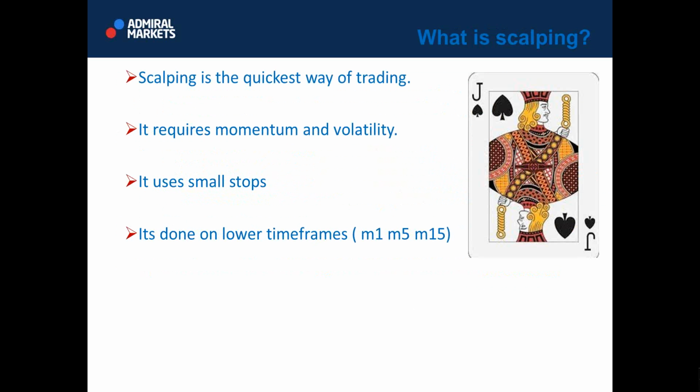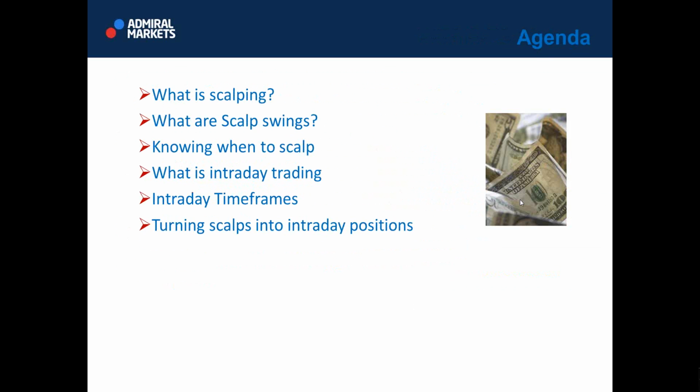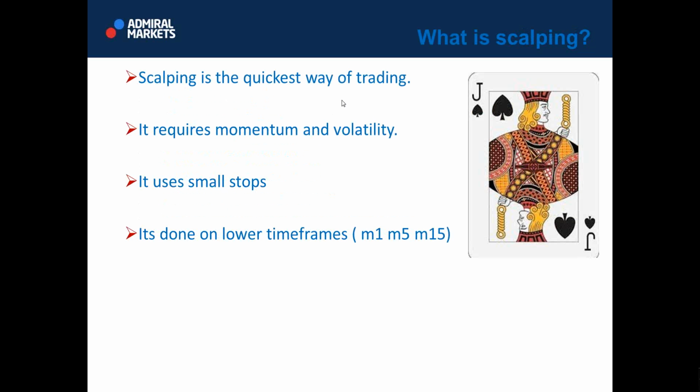Scalping is the easiest way of trading. This is quick bucks. We call it quick bucks, quick dollars, euros, whatever currency you want to have. So basically, scalping is the fastest, quickest way of trading. I intentionally put this picture and this slide because scalping is not gambling.